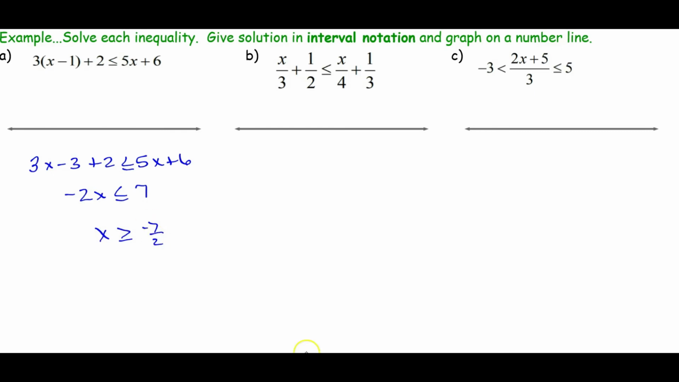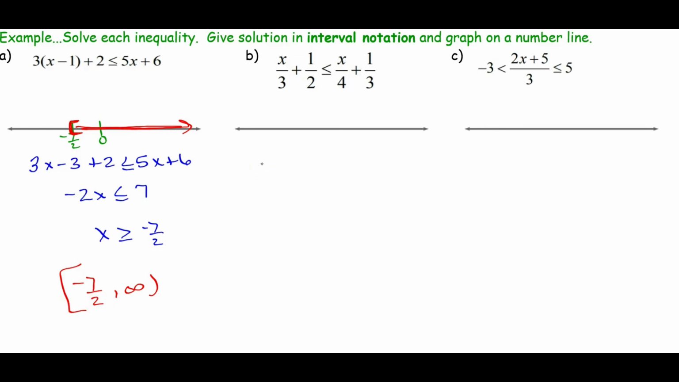Let's graph that on the number line. Here's 0, negative 7/2 would be over here somewhere. And then we're going to say x is greater than or equal to negative 7/2, so we're going to go in this direction to the right, and then we're going to include the negative 7/2, so we're going to put the square bracket on there. So when I write this into its interval notation, we're going to start at negative 7/2 and go to positive infinity, include the negative 7/2, so square bracket.